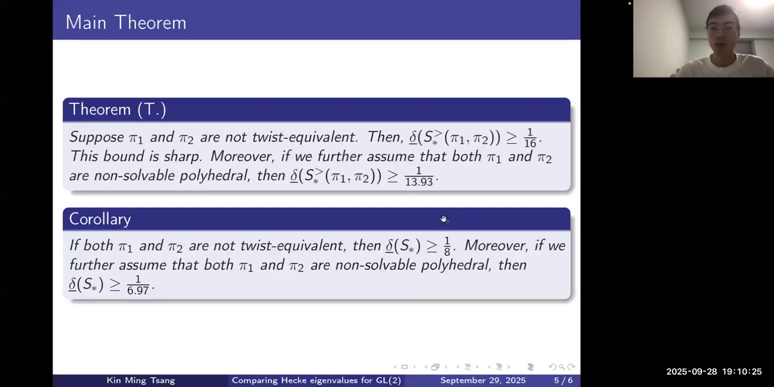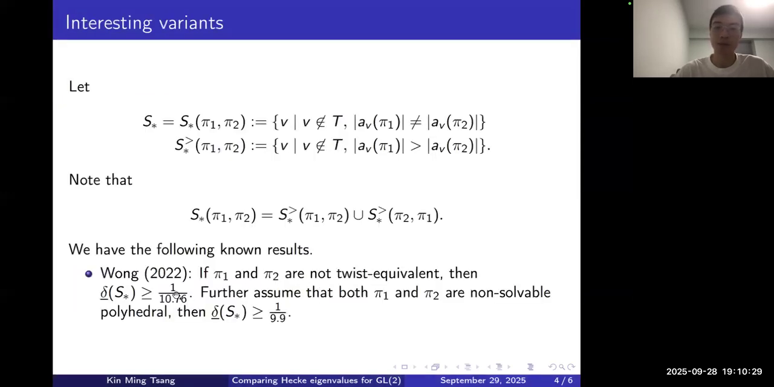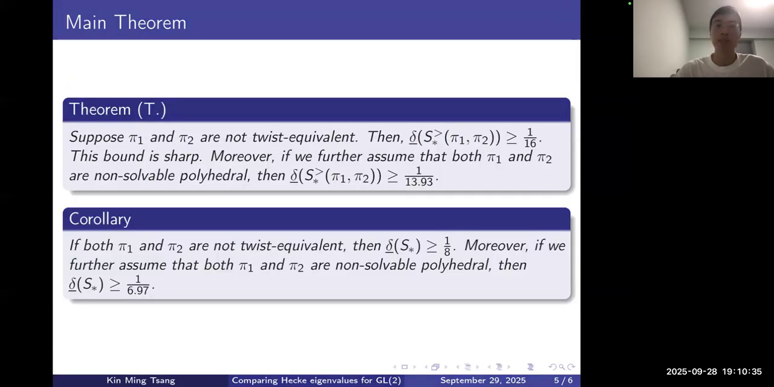And you can see that the bounds 1/8 and 1/6.97 are better than the bounds 1/10.76 and 1/9.9 here. So this basically is the main theorem for this article.